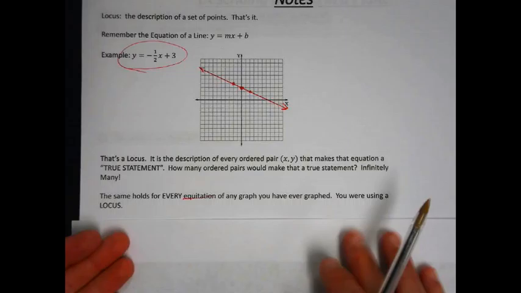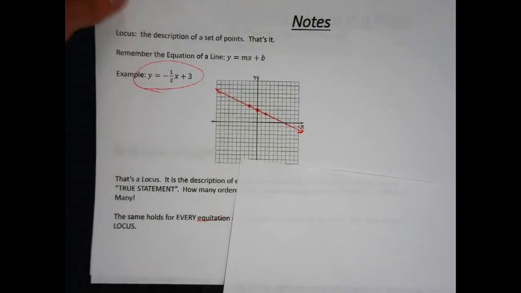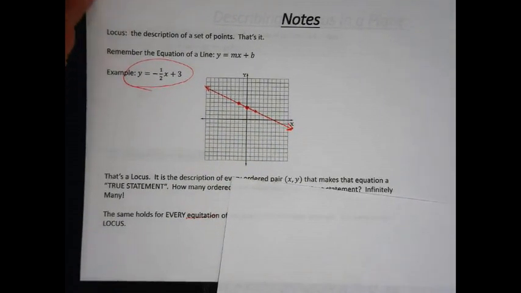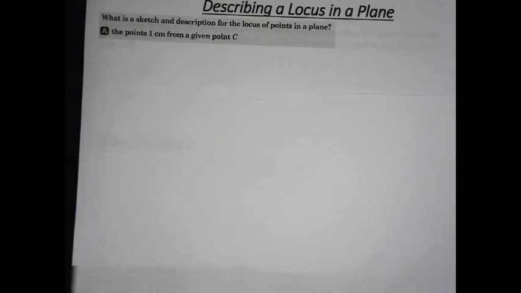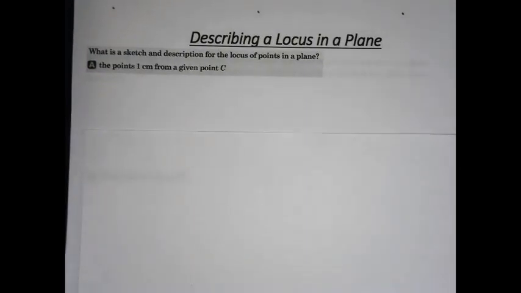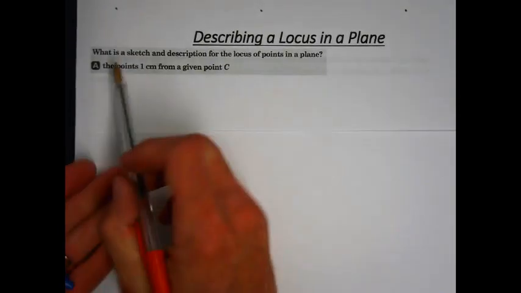The same holds for every equation of any graph that we've ever graphed. We were using a locus. That's what a locus is. Okay, so I don't want you to be afraid of the word. We've used it. It's just a description of a set of points. Having said that, what we're going to start doing is using our imagination now. So now we have to start thinking and using our imagination to figure out locuses, loci.